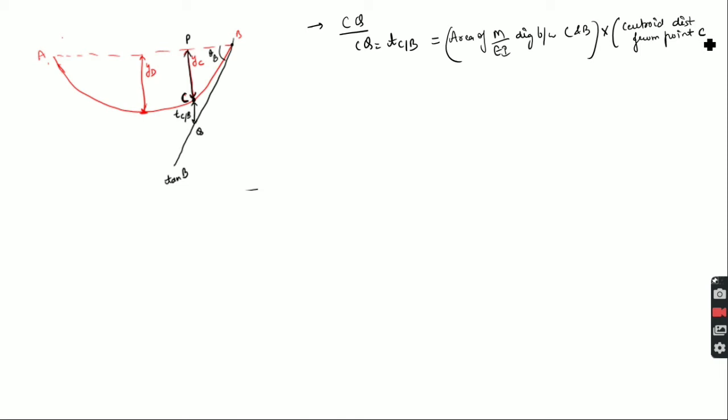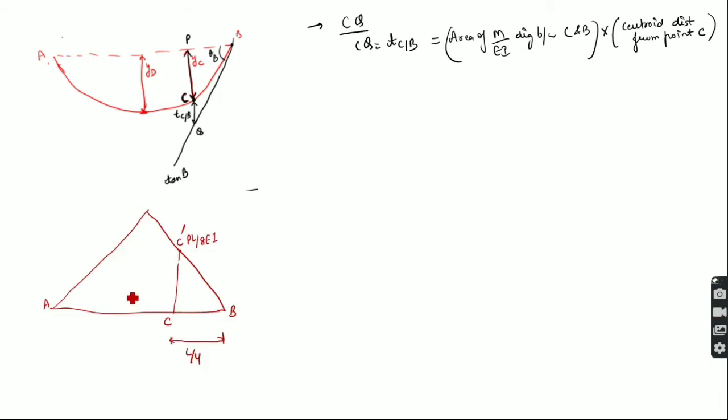So first we will have to draw the M by EI diagram. This we have already done in the previous question, so I will just draw it quickly. So this is the M by EI diagram which we have obtained. Now see in this diagram, we have to calculate the area of M by EI diagram between C and B, and we have to calculate the centroid distance from point C. So if this is the centroid here, we have to calculate this distance XCG. So we can write TCB will be equal to area of triangle BCC dash multiplied by XCG.